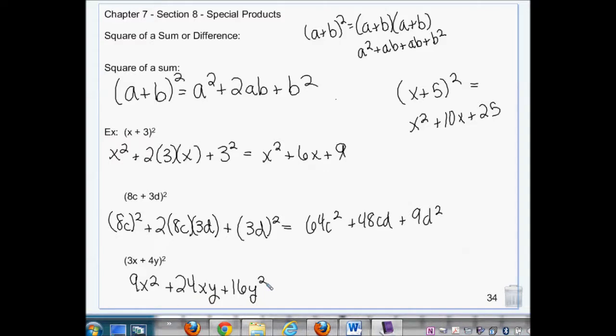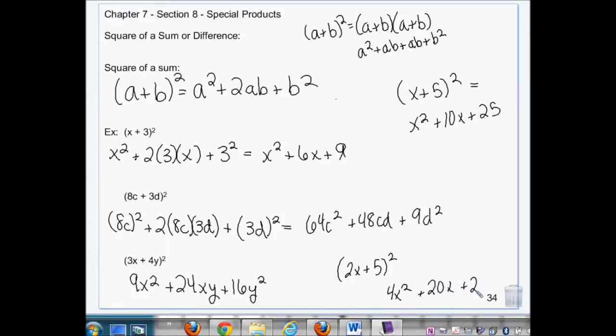Want to see another one? Yeah. 2x plus 5. So you put them together and then you multiply it by the 2 on the outside. So square the first one. Multiply them together. 2x times 5 is 10x times 2. Plus. Square the last one.